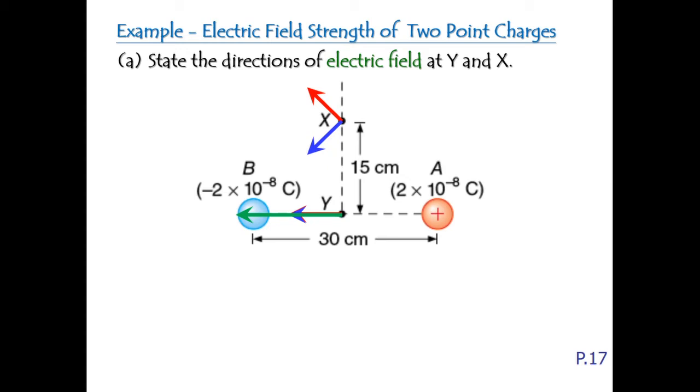Because the electric fields are vectors, we have to find out the resultant of these two vectors. So you can resolve the field into two components. We may notice that the vertical components of the fields cancel out each other. So the resultant field at X should also be pointing to the left.